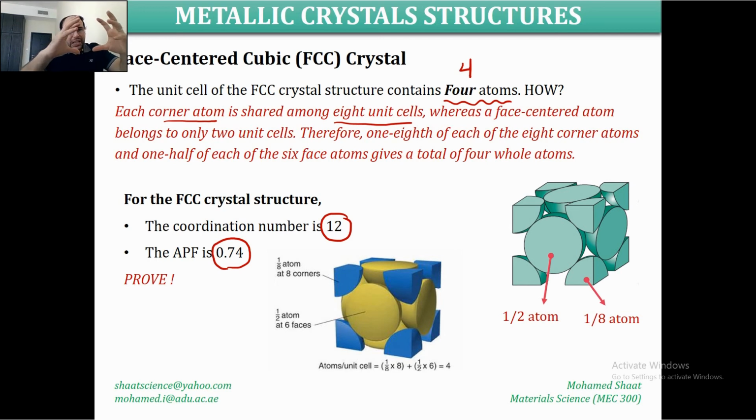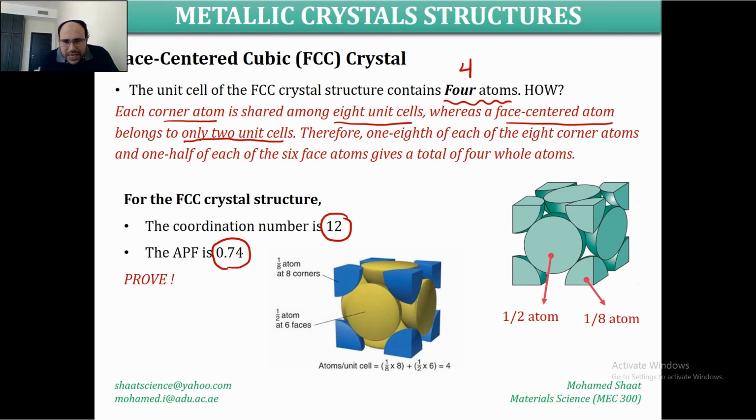It means that this atom located at the center of that face will be shared between 2 unit cells. It means that every unit cell is going to take half of it. So the face-centered atom is shared between 2 unit cells. So 1 unit cell will contain half of an atom at its center face, and it will have 1/8 at every corner.